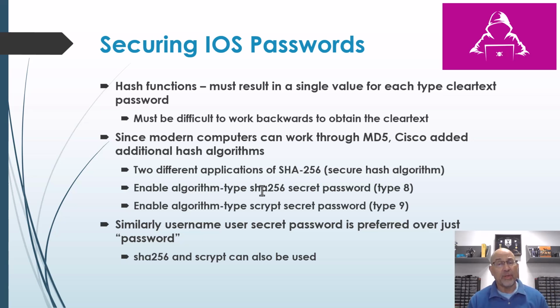Now, as I said, MD5 has been around for a little while. So there are additional hash algorithms. The secure hash algorithm is the one that's implemented, but there are two ways to go about it. You could do the type SHA256, the secure hash 256, or the scrypt secret password, and they result in a different type. So if you were looking at the config, you would see that there were two different types and you would know how something was encrypted.